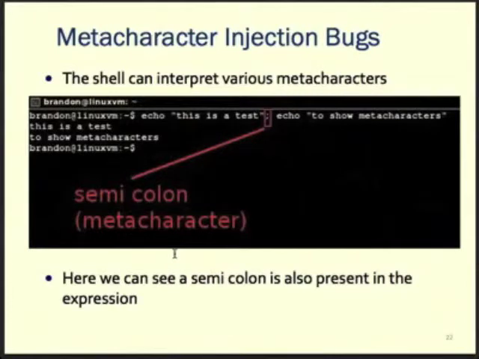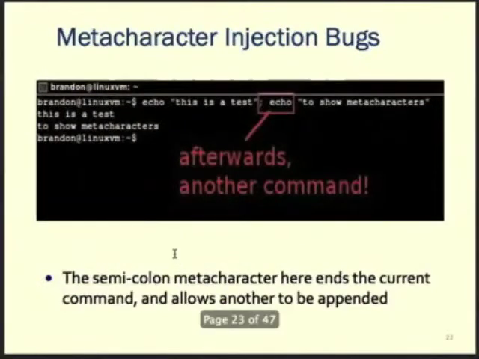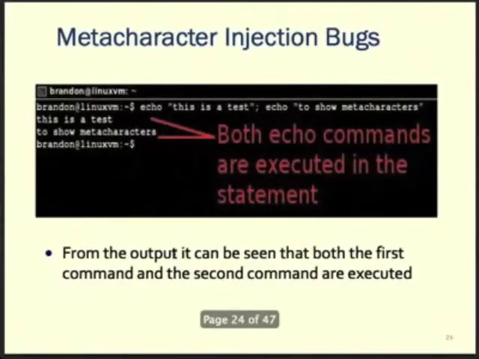And we have this other character in here. A perfect example of another metacharacter, a semicolon. This is going to split the command in two. This tells the shell, end processing of this command, but potentially process another command. So afterwards, we can see another command inserted with another expression. And as a result, both of these commands are executed by just entering this one line, right? These are two separate unique commands separated and delimited by metacharacters.